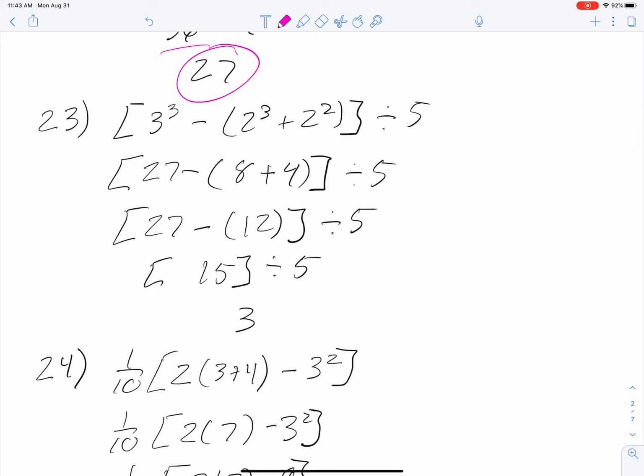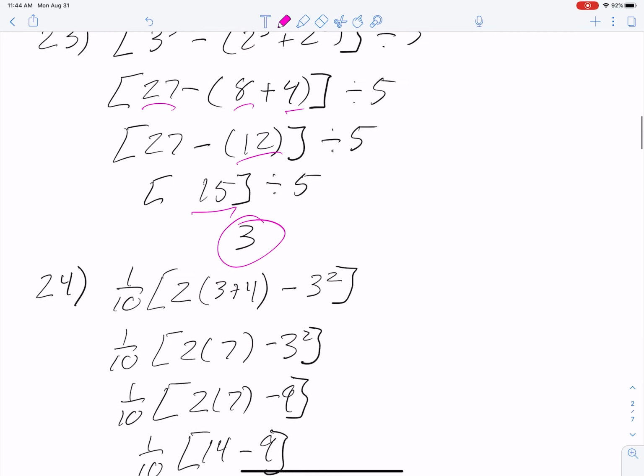Now, just like those last ones, I took care of my exponents first. 3 cubed becomes 27, 2 cubed becomes 8, 2 squared becomes 4. I took care of my parentheses, my 8 plus 4 is 12. Took care of my bracket, 27 minus 12 is now... pardon me, not 25, 15. And then 15 divided by 5 became 3.